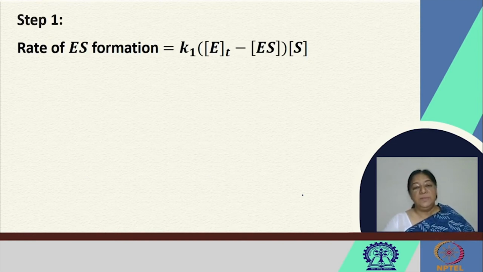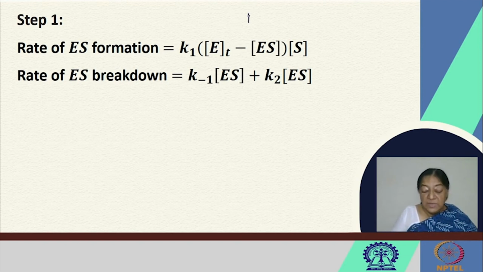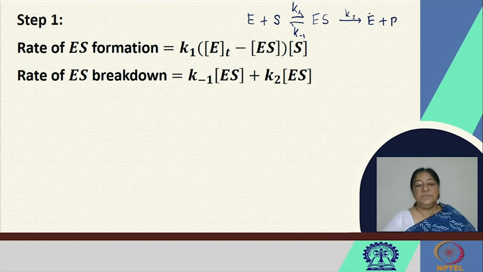Step 1 therefore looks at the rate of enzyme substrate formation. The enzyme substrate formation is followed by k1, that is the first reaction that we have, where we have E plus S in our first step, with the specific rate constant k minus 1, forming our ES complex. This then dissociates into E plus P in our second step.